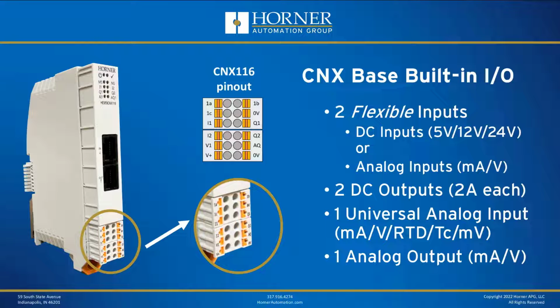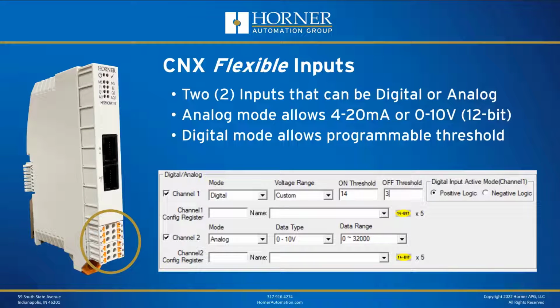And don't forget about the 2 DC outputs that are pretty robust, 2 amps each, more than our normal half amps, which are already considered fairly robust. Now let's take a look at the configuration of those 2 flexible inputs, I1 and I2 on the terminal strip. And here you can select between the voltage range you're looking for, 5, 12, or 24, or you can select a custom range and specify your own voltage thresholds as well.